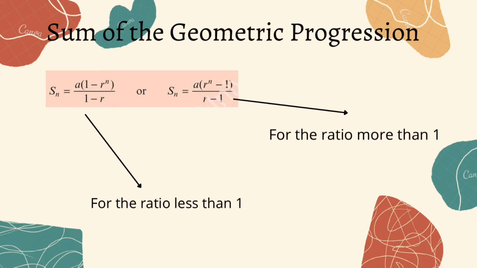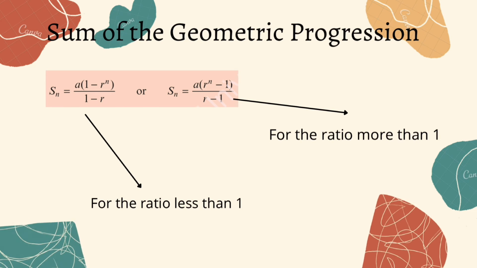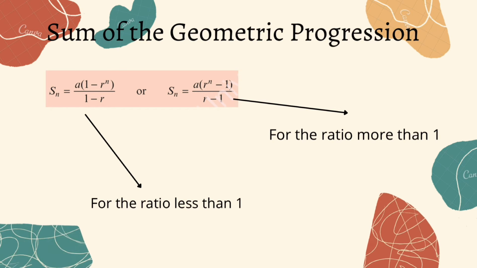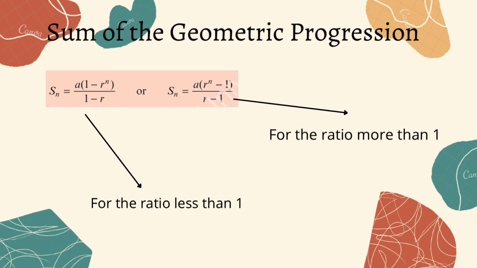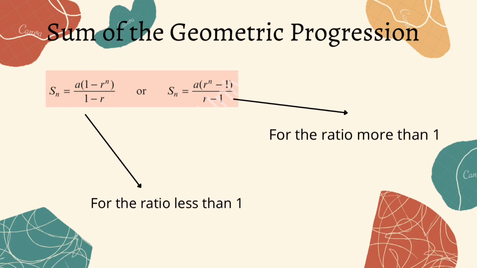Alright, the next part of geometric progression is the sum of the geometric progression. On the left side, we can see the formula of the sum for the ratio less than 1. And the right side is the formula for the ratio more than 1.